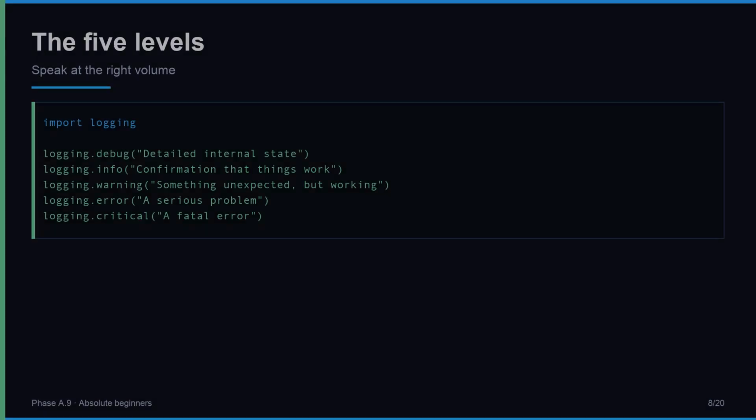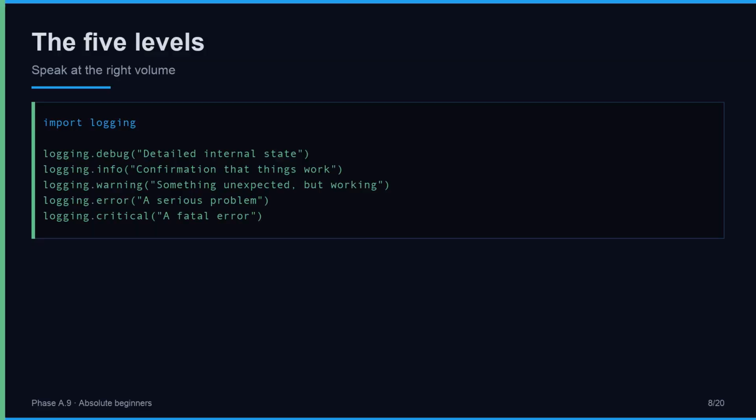Import and call. Logging defines 5 levels. Debug for detailed internal state, useful only while diagnosing problems. Info for confirmation that things work as expected. Warning for something unexpected, when the program is still working but you should pay attention. Error for a serious problem, when something failed. Critical for a fatal error, when the program cannot continue. Pick the level that matches the importance of the message.